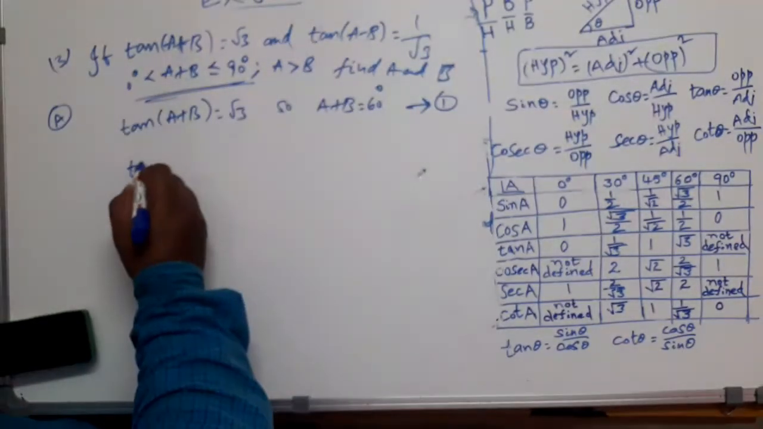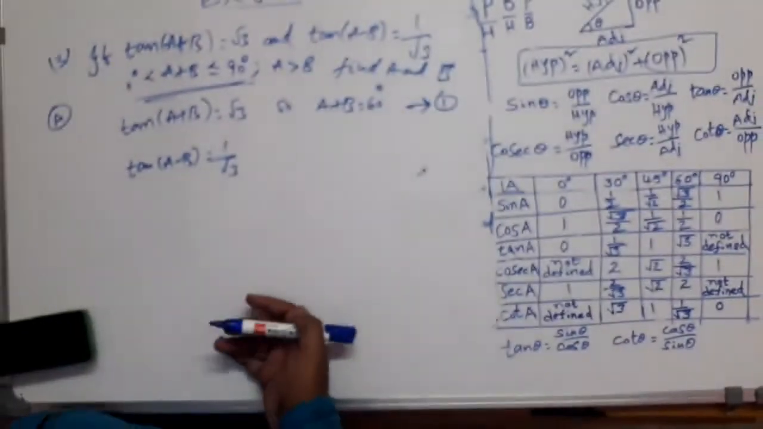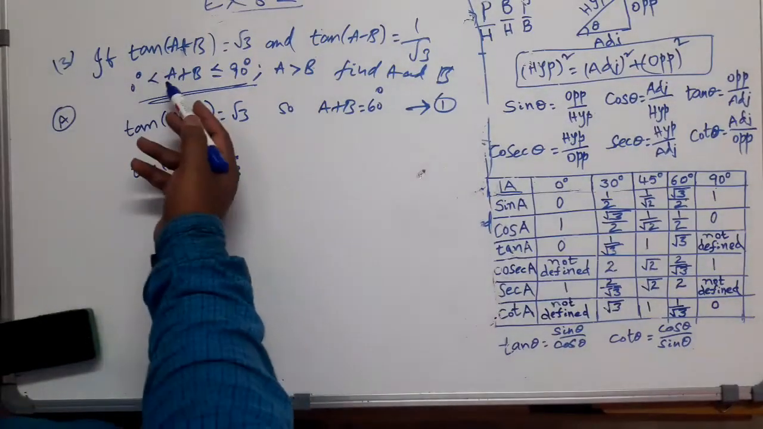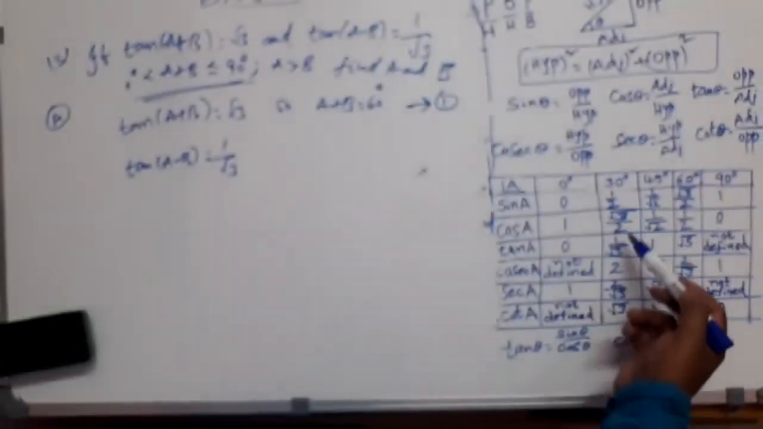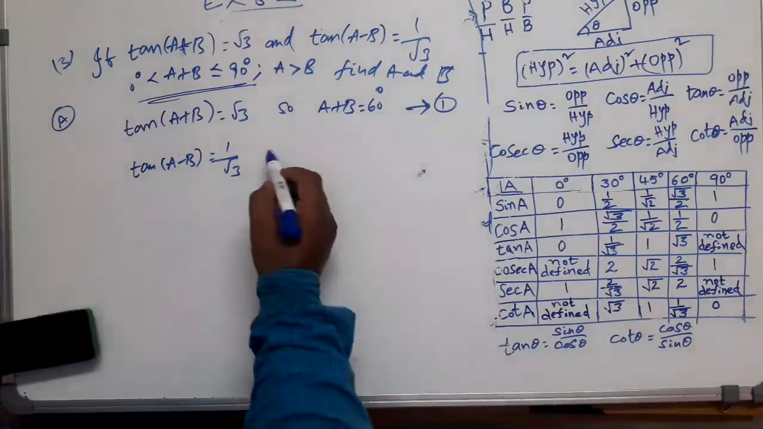In the same way, see, tan of A minus B is given as 1 by root 3. Same logic. A is greater than B, of course. So A minus B is a positive value, which is an acute angle again, because the sum of the two angles is an acute angle. Obviously, the difference also will be less than 90 degrees. Tan of which angle is 1 by root 3? 30 degrees, right? So A minus B is 30 degrees. Let us say this is relation 2.